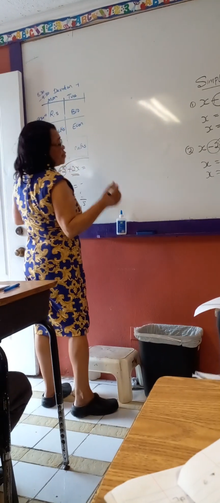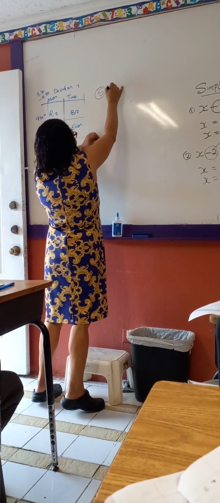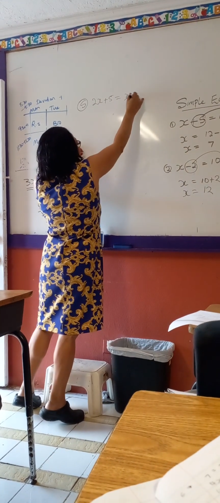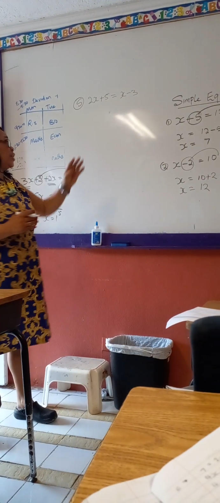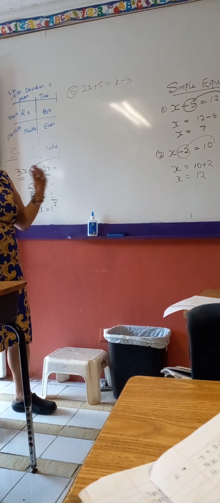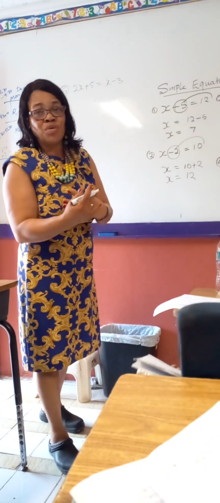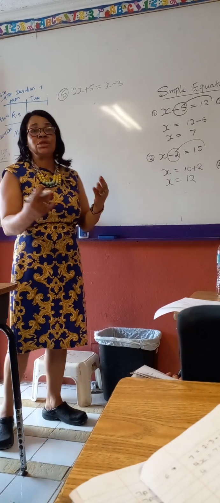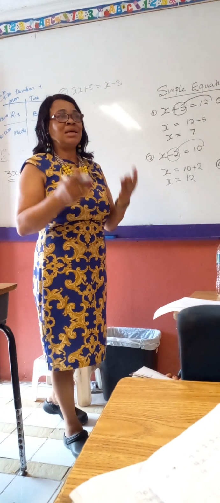Step number 5, I'm going to give you 2x plus 5 equals x minus 3. Now what is the difference with this step? Is that x or equals? I have numbers on both sides and I have letters on both sides. Numbers on both sides, yes, letters on both sides. And so now I have to regroup both numbers and letters.